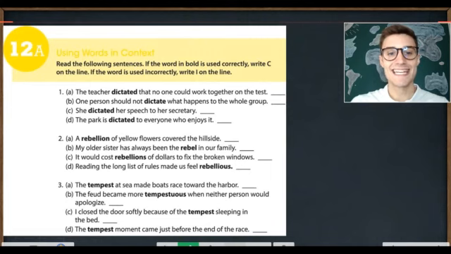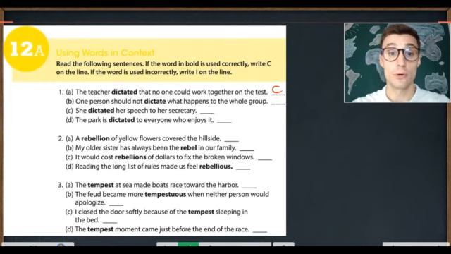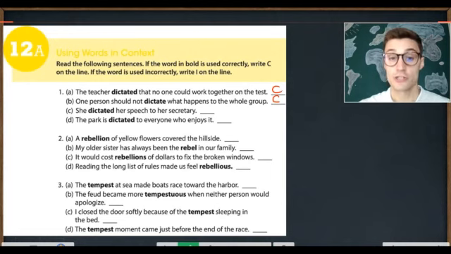Number 1A. The teacher dictated that no one could work together on the test. Can the teacher dictate something? Say how it's going to be? Correct. B. One person should not dictate what happens to the whole group. Correct. One person should not have full control over what happens. C. She dictated her speech to her secretary. She dictated her speech. So she told her secretary what to write. She dictated her speech. Correct.